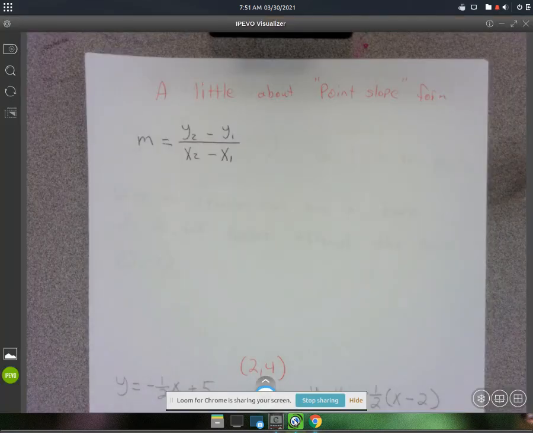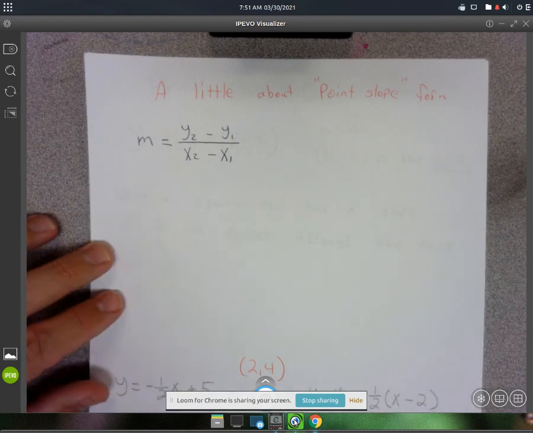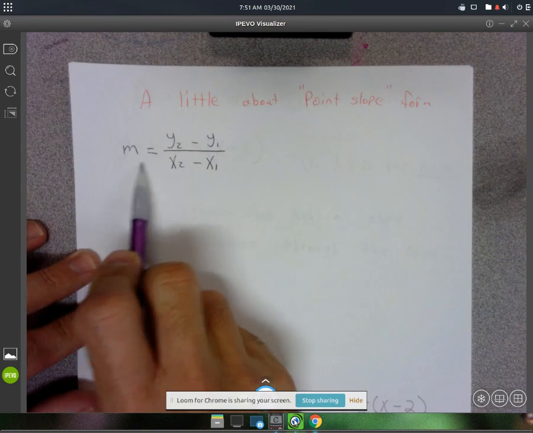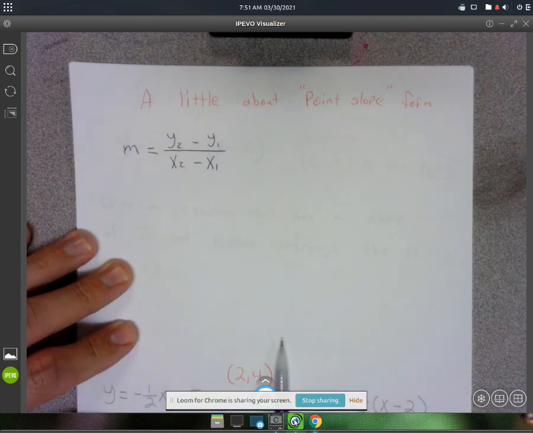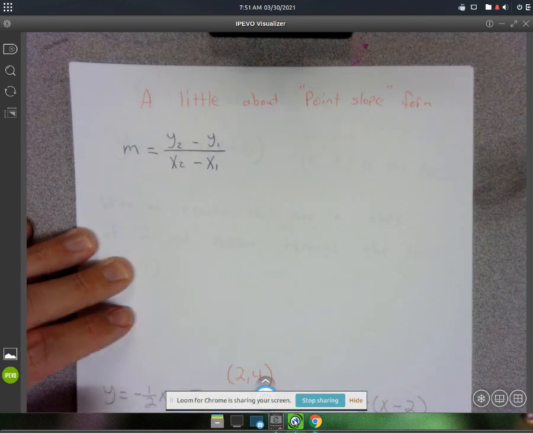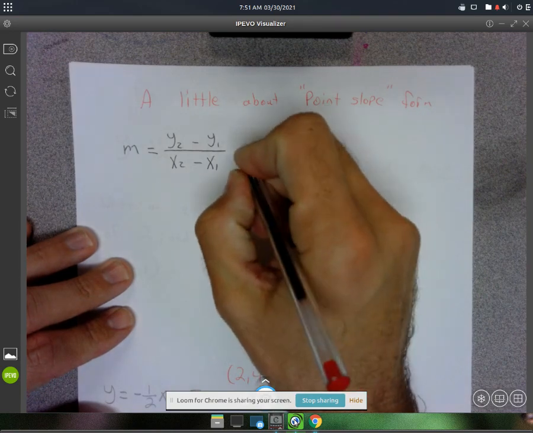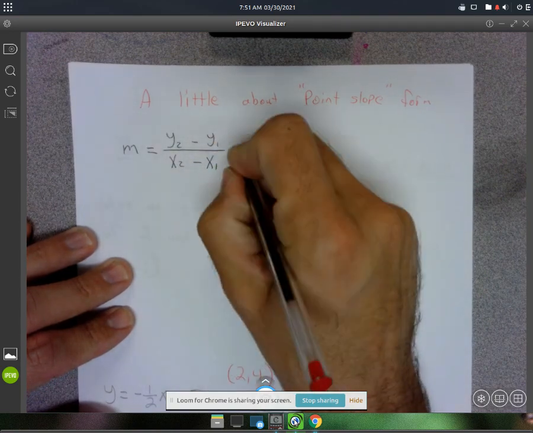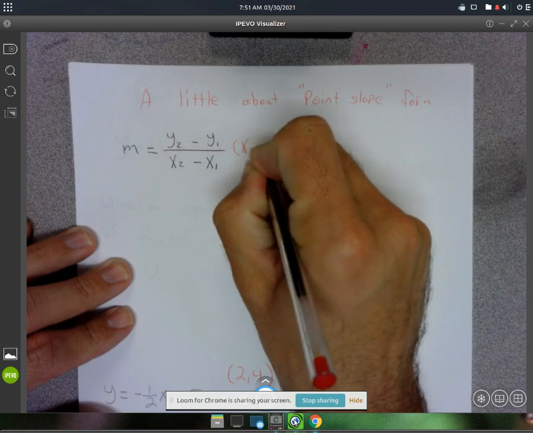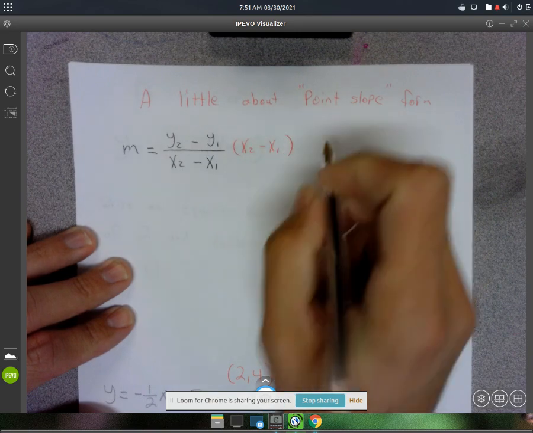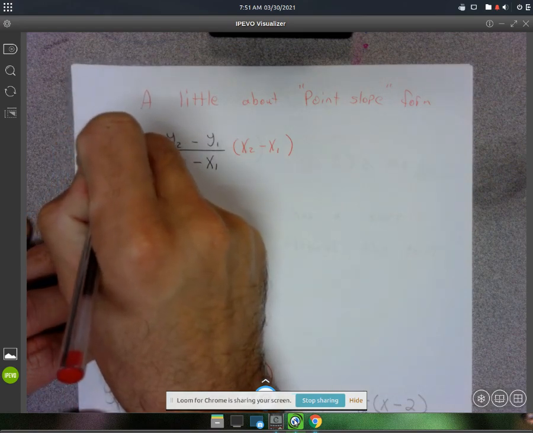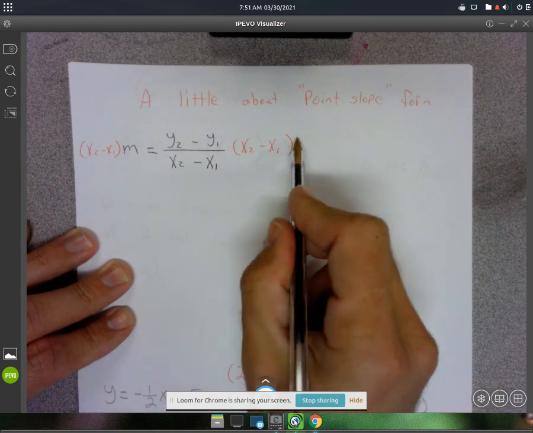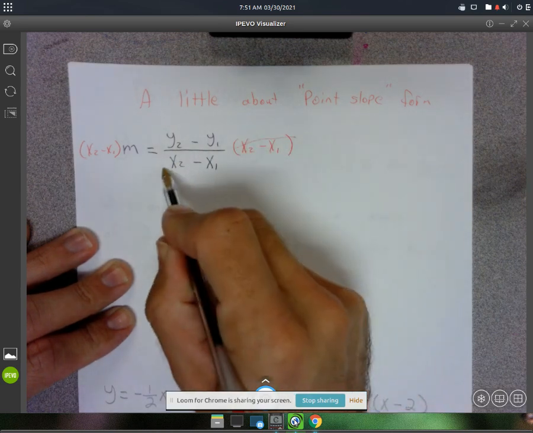All right, kids, so we're going to start talking about the point slope formula or point slope form. And really, it just comes from this slope formula that we've messed with before. So to get point slope form, what they do is they take this equation and multiply it by x2 minus x1. All right, multiply both sides to clear out that denominator. So on the right-hand side, the stuff up top cancels with the stuff on the bottom.